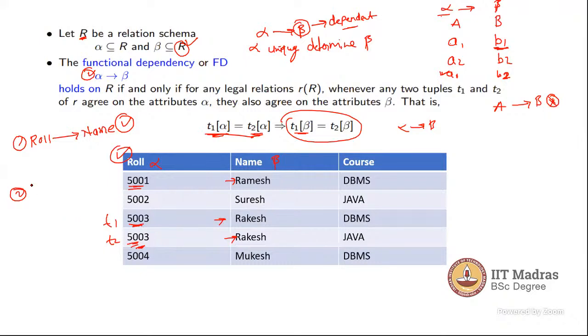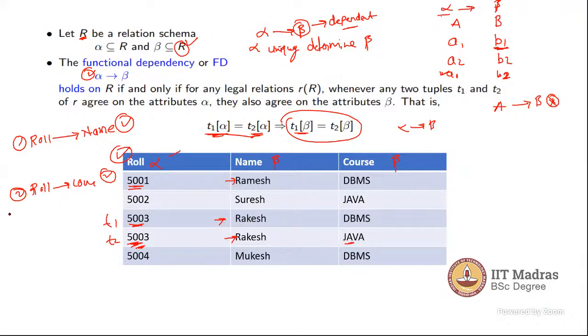Now let us discuss another functional dependency, that is roll number determines course. Here you can see roll number is 503 and beta is DBMS, and here roll number 503 and beta is Java. So this is alpha and this is beta, suppose. Now this functional dependency does not hold true here because roll number 503 is determining DBMS and also determining Java.